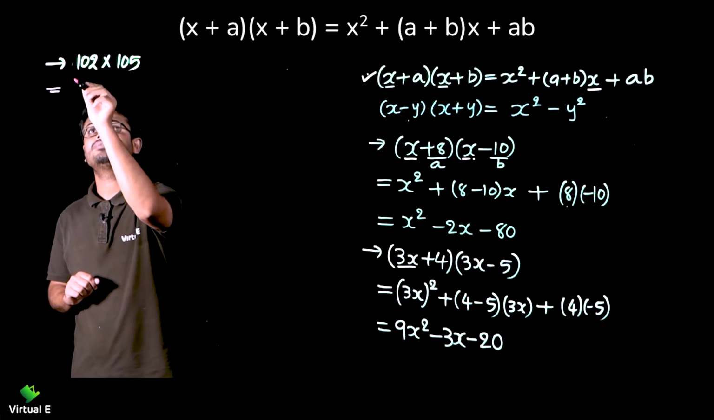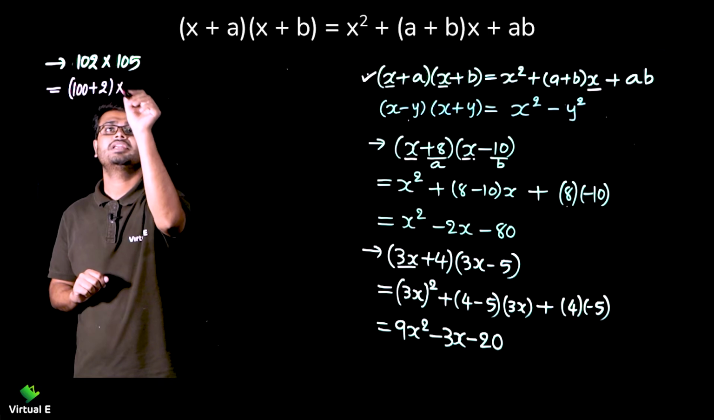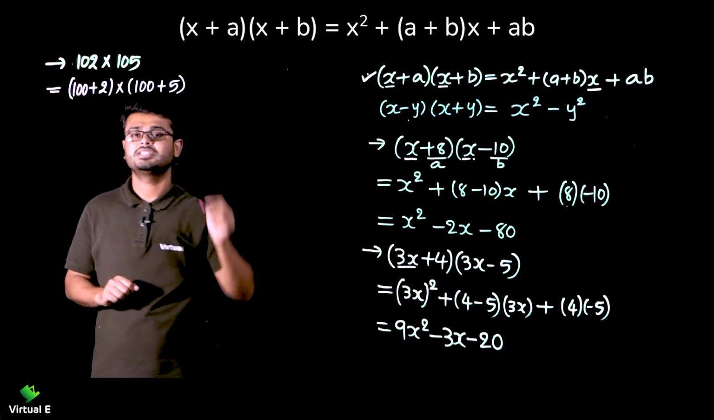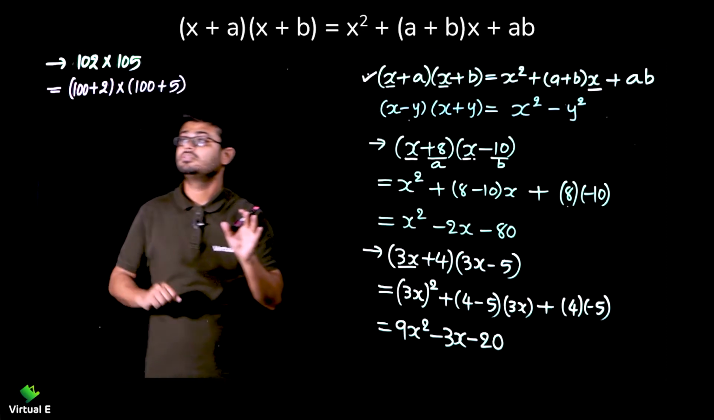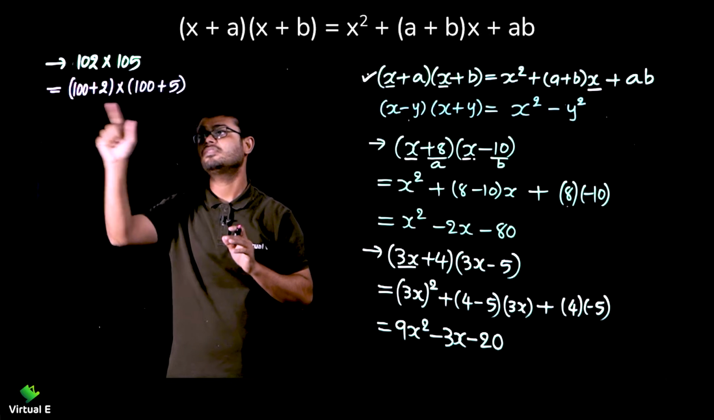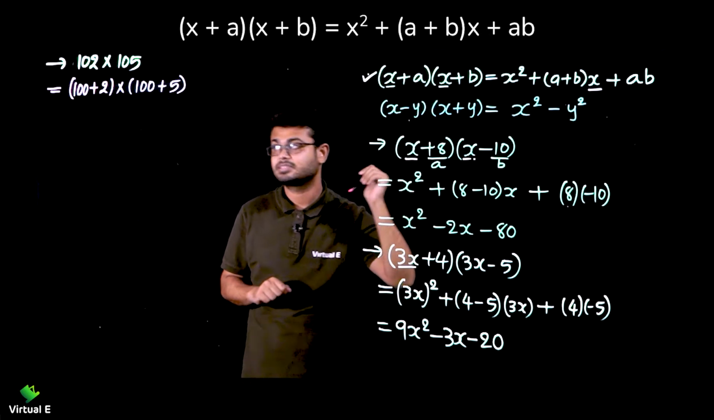Instead of 102, I can write (100 plus 2) multiplied by (100 plus 5). This is what I can write. Now, the reason behind taking 100 is to have the first number or first term as similar, like in this case, x and x.